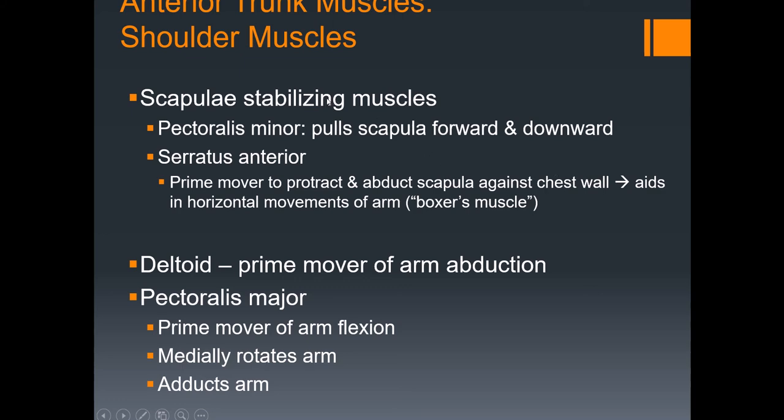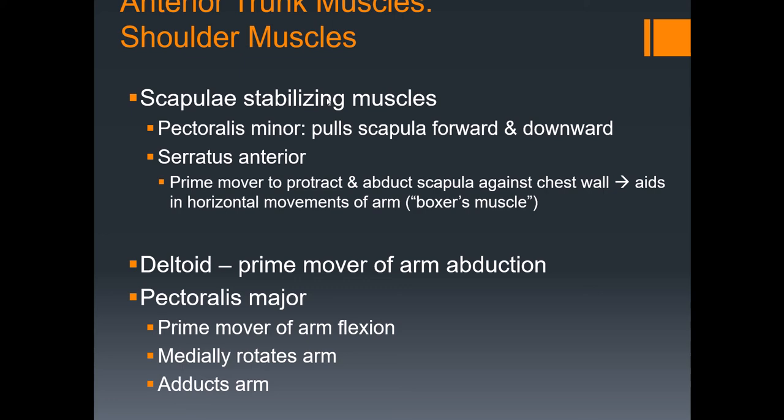So then if we look at shoulder muscles, we'll look anterior first and then posterior. On the anterior, we have a couple of muscles that help stabilize your scapulae. One of them is the pectoralis minor, which pulls the scapula forward and down. And then we have the serratus anterior, which is also known as the boxer's muscle, which allows you to protract and abduct your scapula. So it holds it against the wall of the chest so that you can do horizontal movements of your arm, hence boxer's muscle.